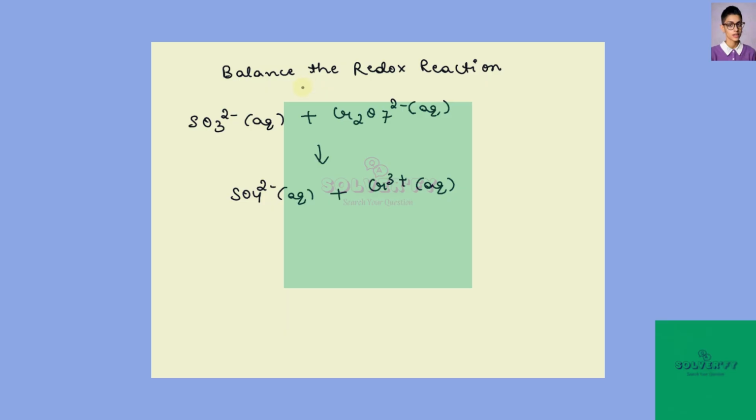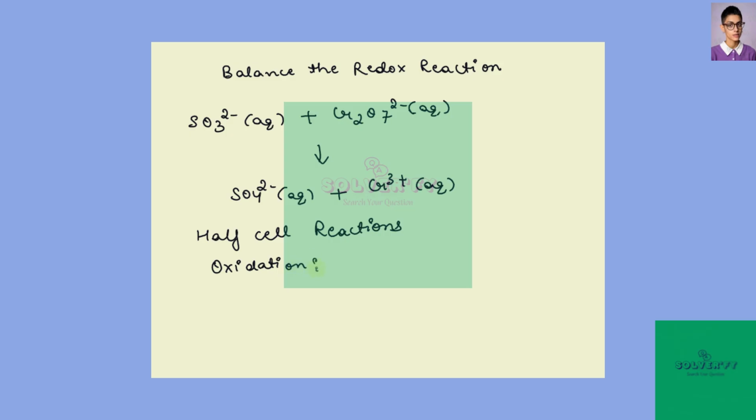Hello students, let's begin with this question. In this question we have to balance the given redox reaction. So firstly, let's find out the half cell reactions, that is the reduction reaction and the oxidation reaction.